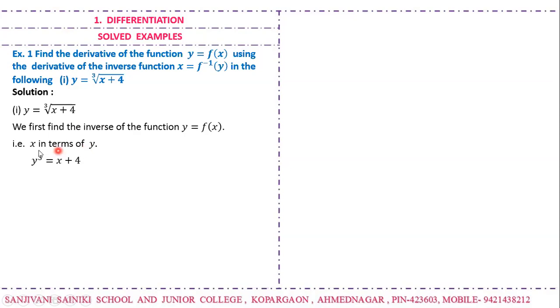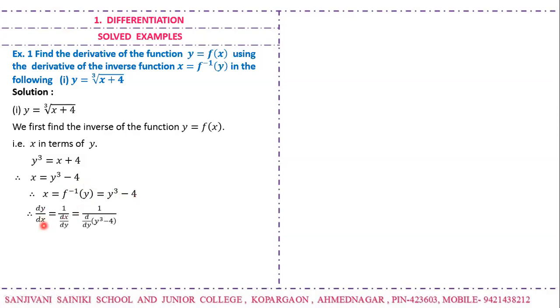Now how to find the inverse function? What is given? y is equal to the cube root of x plus 4. So taking the cubes on both sides, y cube is equal to x plus 4. And from this relation, we can find the value of x: y cube minus 4. So this is our inverse function, x is equal to f inverse of y is equal to y cube minus 4. And we will find the derivative of this.